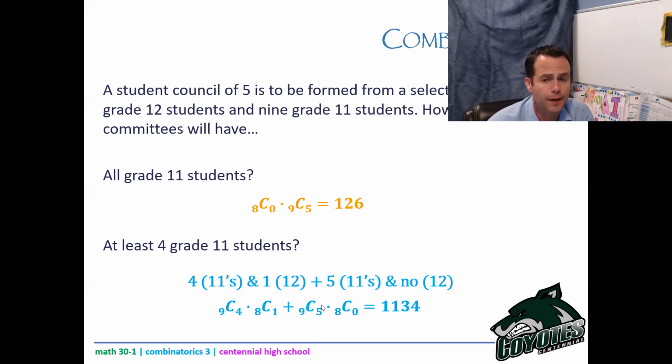Then 9 choose 5, because there were 9 grade 11s, and I want 5 of them in this scenario, with 8 grade 12s, and I want none of them. Okay, because I said or, it's 2 separate cases, and I add those cases together. That's why you see an addition sign here. Plug that into your calculator, and you should get 1,134.